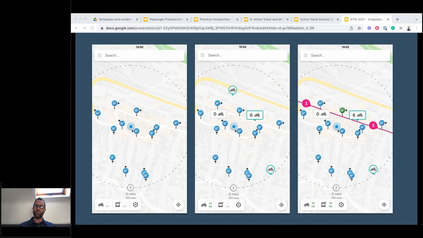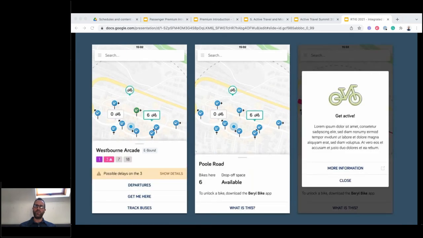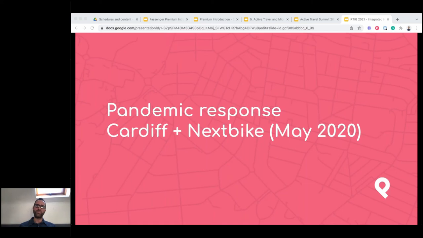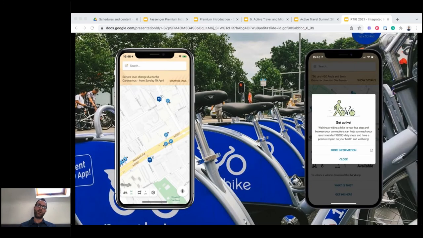So we ran through the apps and the websites, and we launched that in December 2019, just before the pandemic. As a pandemic response, we also then took that opportunity to roll it out with Nextbike in Cardiff, who we also have a deployment with.